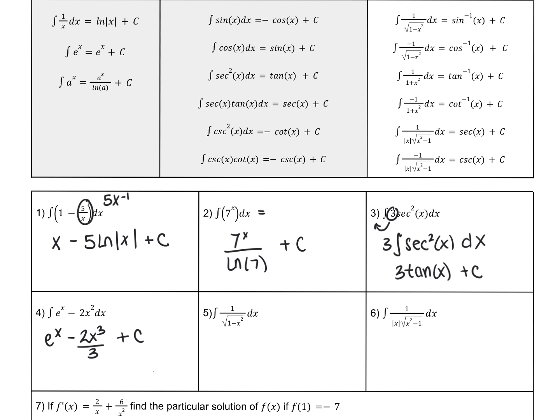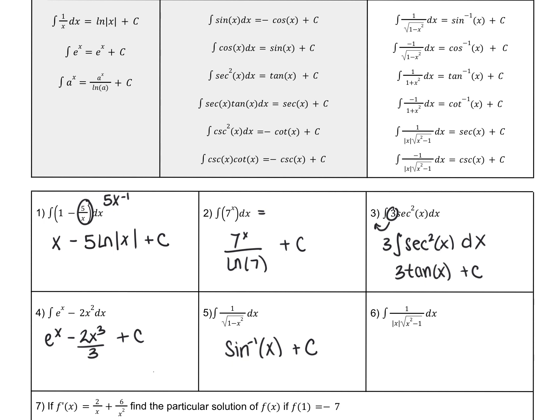Okay, example number 5, we have 1 over the square root of 1 minus x squared. So bells and whistles should be going off here for 5. That is our inverse trig stuff. So we know the derivative of inverse sine is 1 over the square root of 1 minus x squared. So this one's nice and simple. This answer is just sine negative 1, or arc sine of x. And again, that plus c.